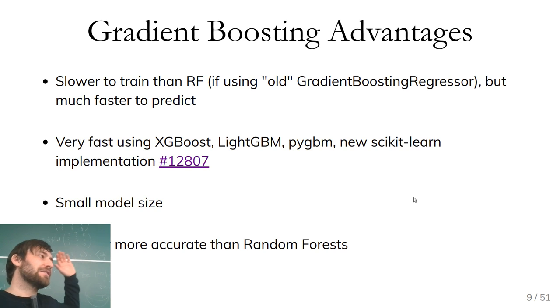Random forest usually has very, very deep trees. Gradient boosting has less deep trees. And the trees are also simpler, because you're actually conditionally building these trees to perfectly explain your data.